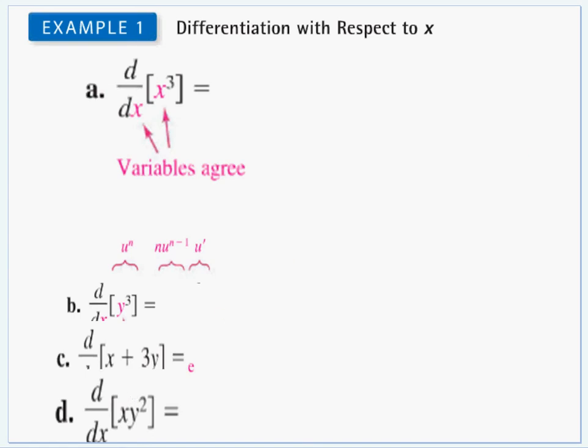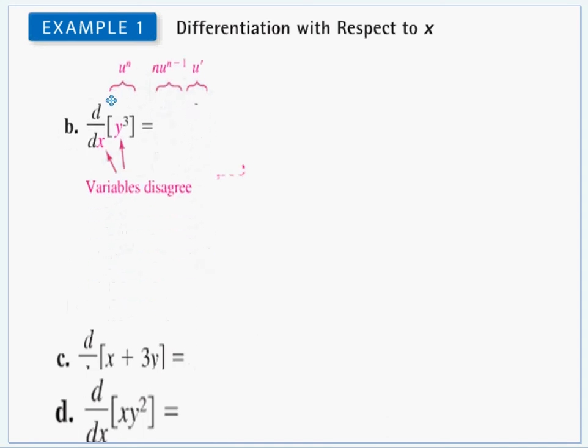So here in example 1, some baby steps. Part A, we are deriving with respect to x, d/dx. We are deriving x to the third. Notice the variables agree. So we're just going to derive as usual, bring down the exponent, keep our base, lower the exponent by 1. 3x squared is our derivative.